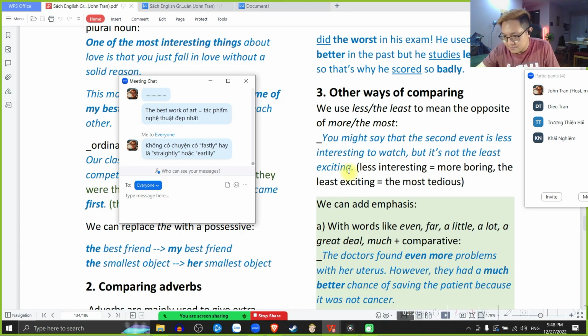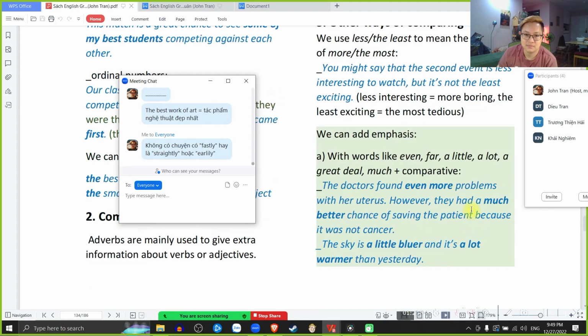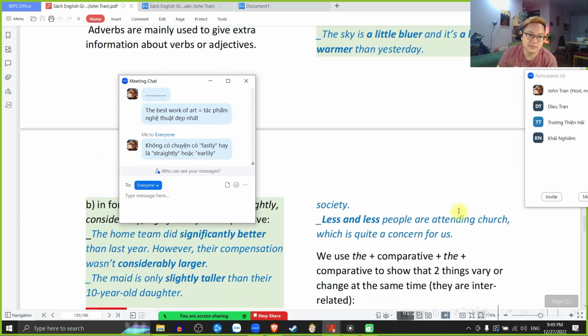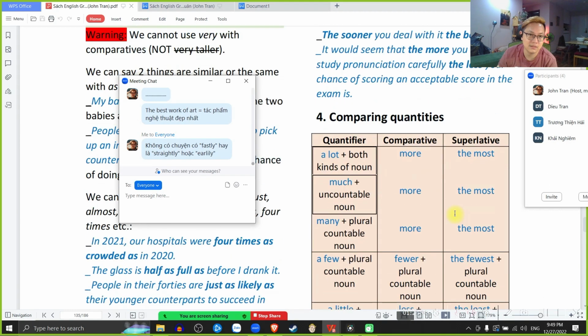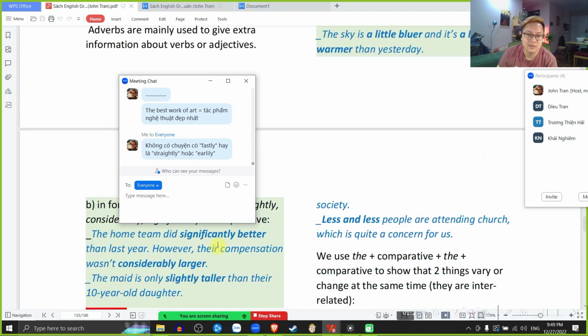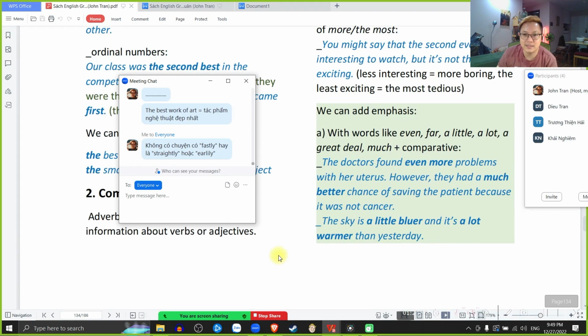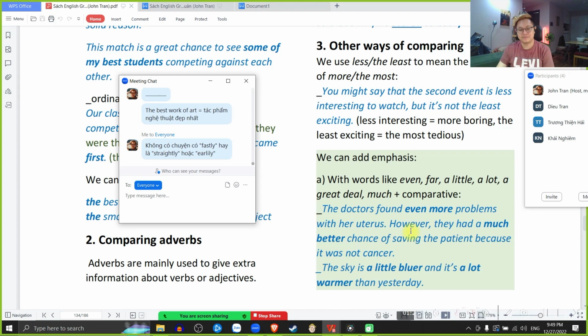We can add emphasis with words like even, far, a little, a lot, a great deal. A great deal. Let's finish this one. Much was comparative.